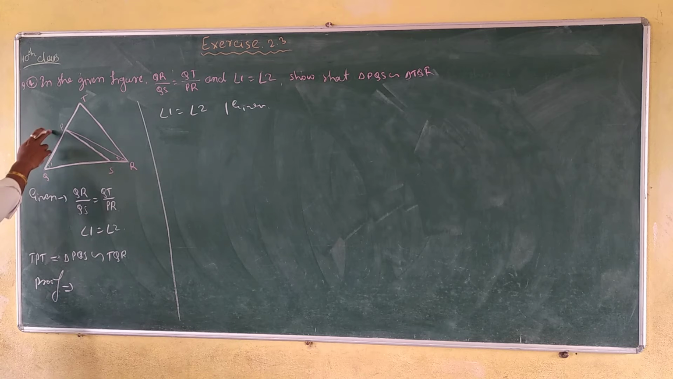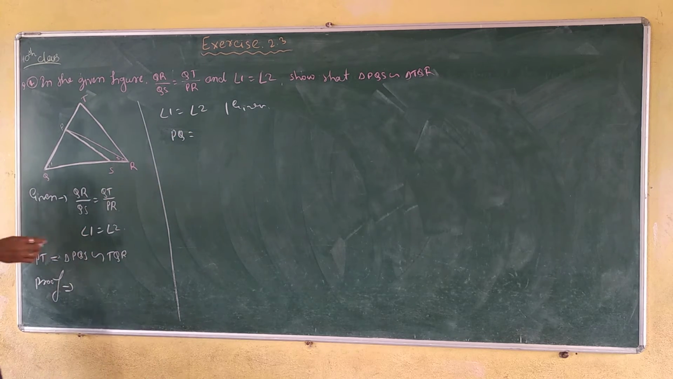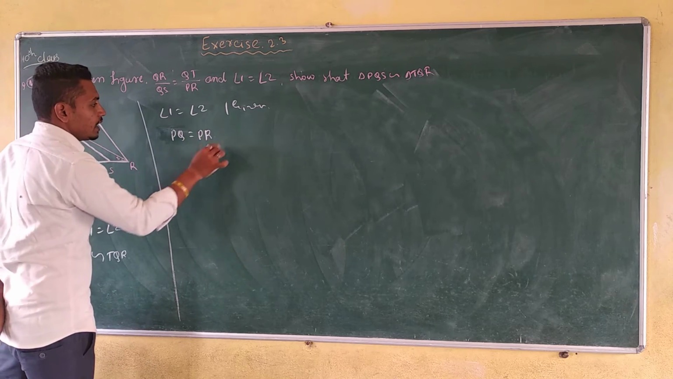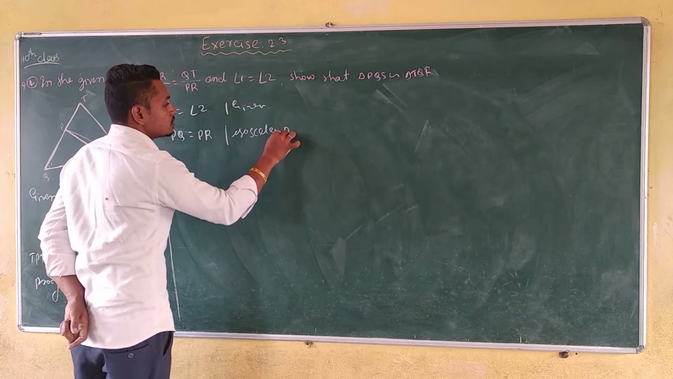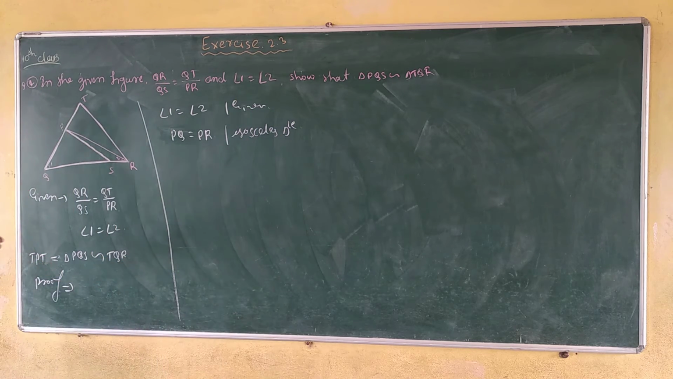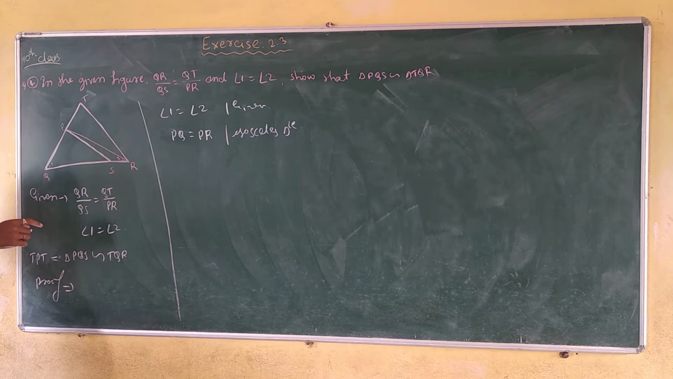So the PQ side is equal to PR. Is it right? PQ side is equal to PR. Right here, PQ is equal to PR in this triangle. Next, see here now, PQ is equal to PR. Is it right?